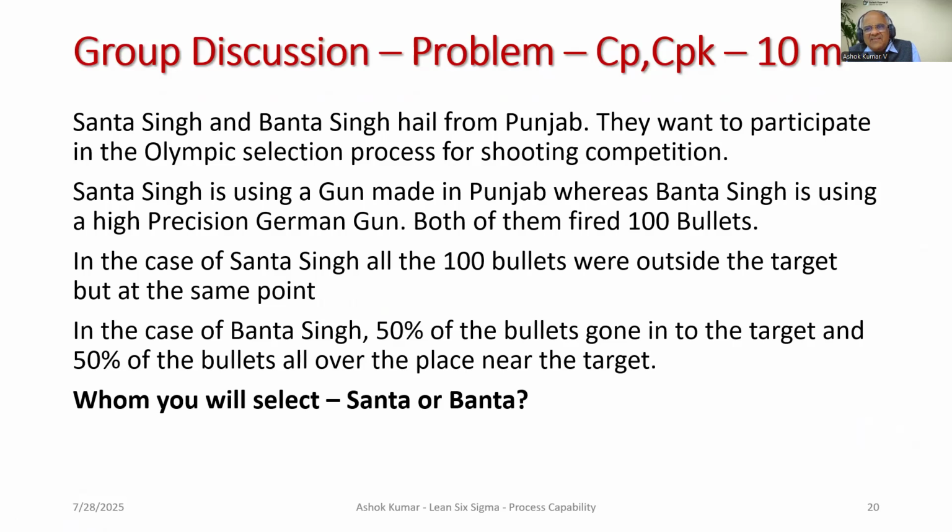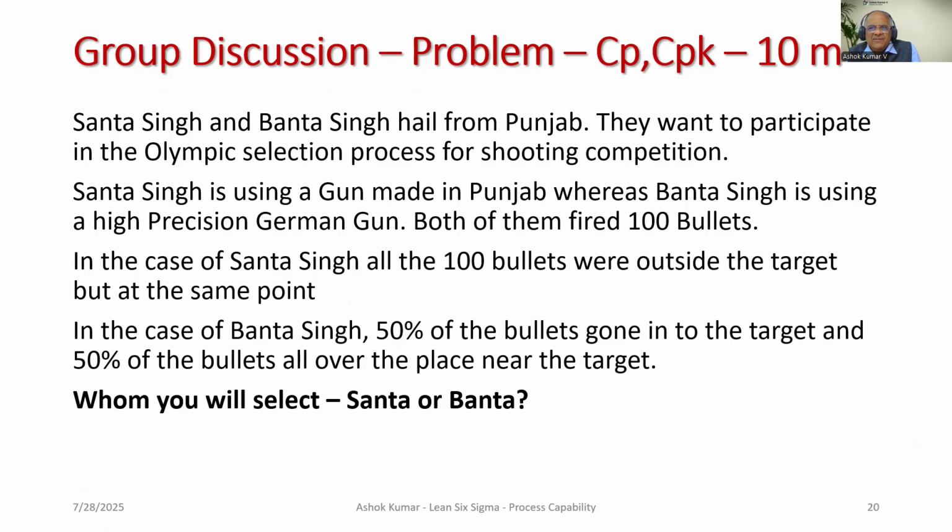One of the guys fires the bullets in such a way that all are outside the target. The second guy has 50% in the target and 50% near to the target. So just try to draw a shooting board with concentric circles, and then try to picture this Santa Singh and Banta Singh, the way they shoot. And then you start discussing amongst yourselves.